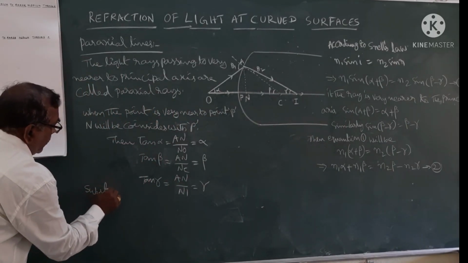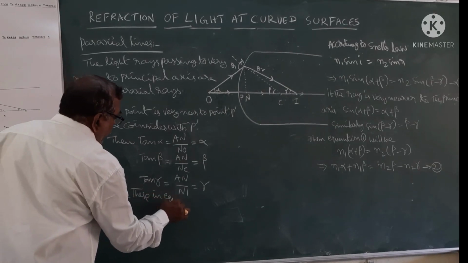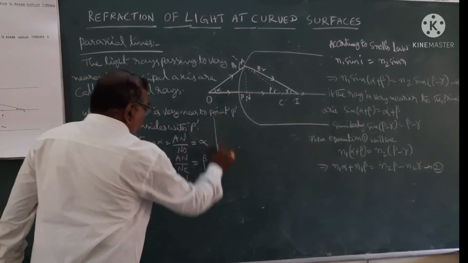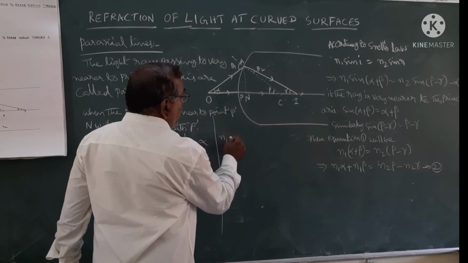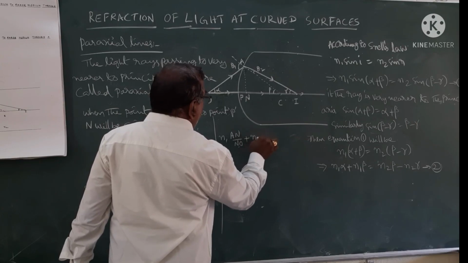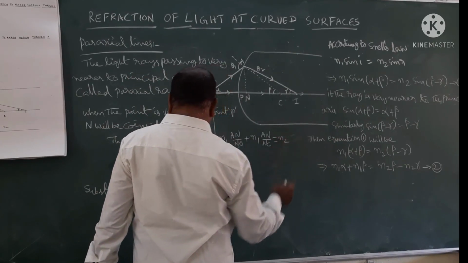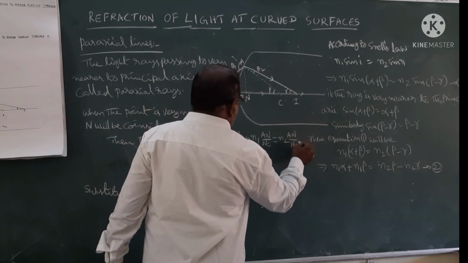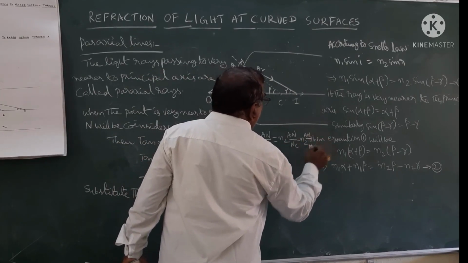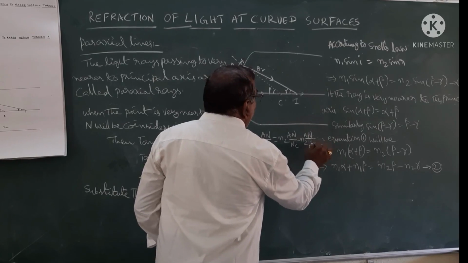Substitute these in equation number 1, then N1 into AN by NO plus N1 into AN by NC equal to N2 AN by NC minus N2 AN by NI.